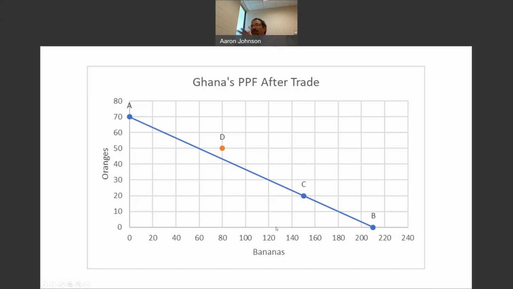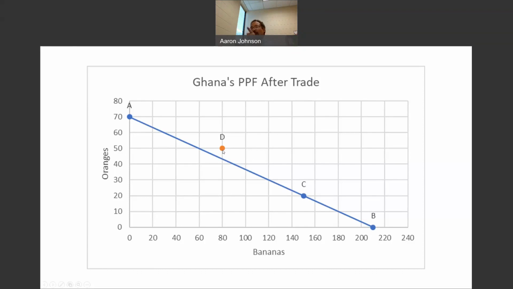So let's look at Ghana. Notice this new point is beyond the production possibilities frontier. Let's show how we got to that point. They were at point A, which was 70 oranges. They traded away 20, so you go down 20 to 50, and that's where I hit point D. Now if you go straight down, that's 80 bananas, because that's what they get in return: 20 oranges, they get 80 bananas.